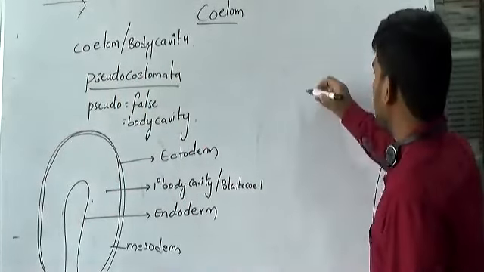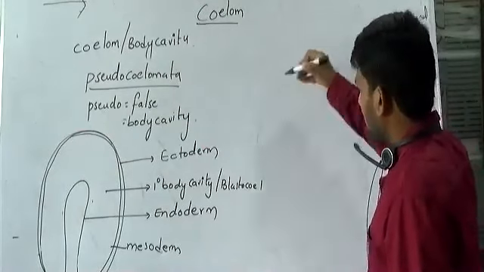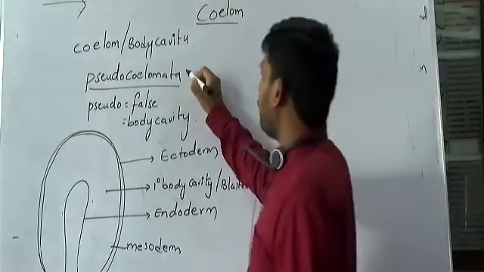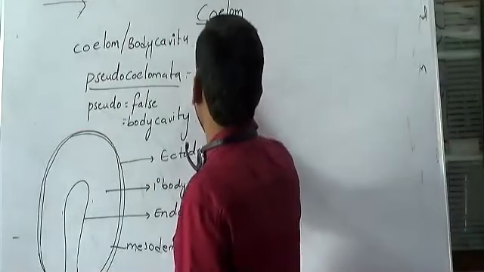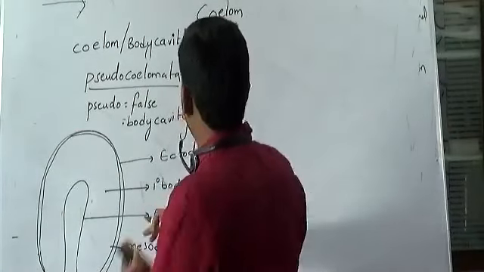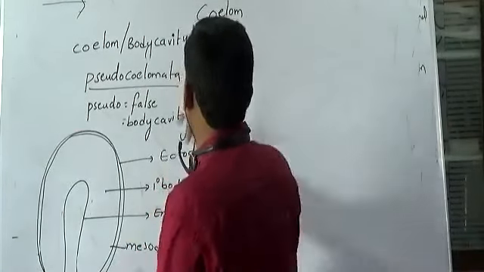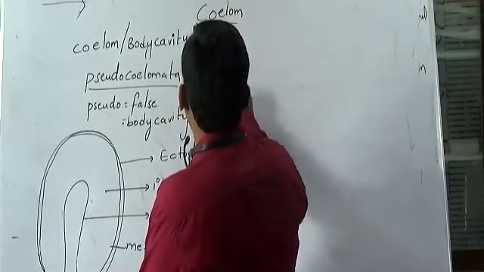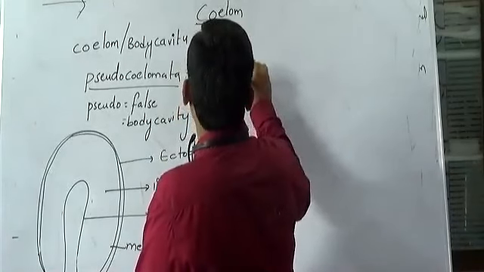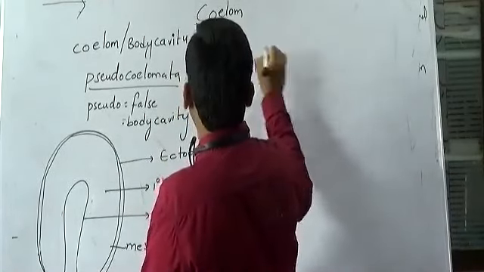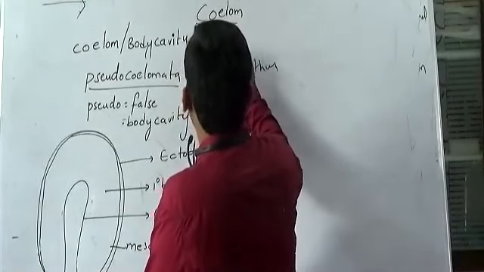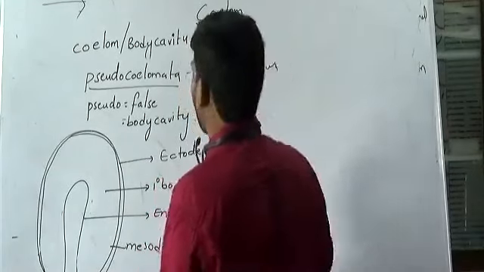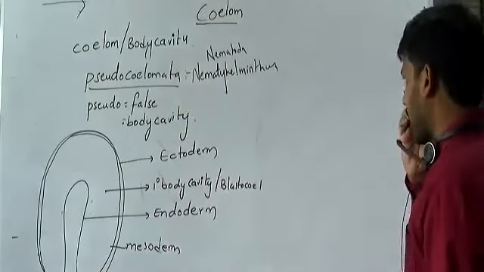pseudocoelomata. Right? See here, one more example. In the phylum Platyhelminthes, what we have seen is acoelomata. Next, Nemathelminthes, or else we can say Aschelminthes or Nematoda, in the phylum with pseudocoelomata.